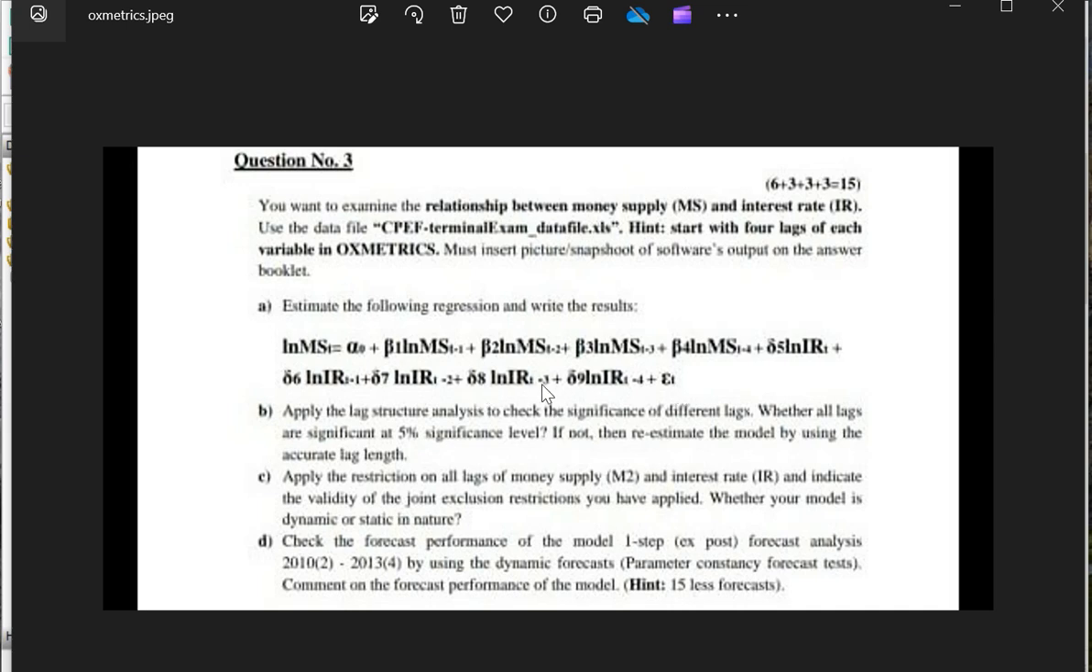So basically this is the ARDL model. Why is it ARDL? Autoregressive distributed lag model. Autoregressive means the dependent variable is itself regressing, as well as there is the lag term of the independent variable. So this is the ARDL model. Let's solve part A first, then we will move to the other parts as well.